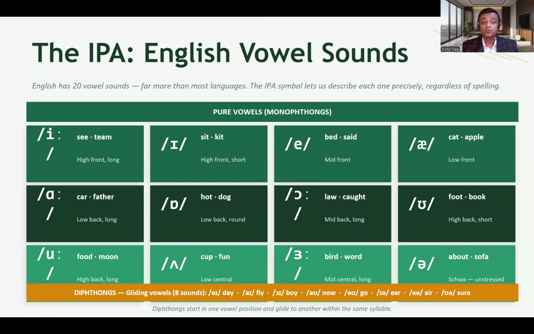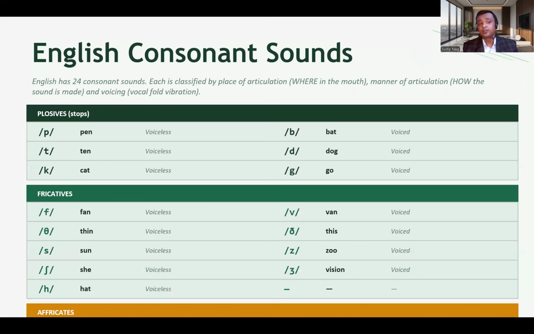We also have diphthongs, two vowel sounds combined, like "day," where that sound is produced. "Fly." "Boy," just like that. So these are diphthongs or double vowel sounds.